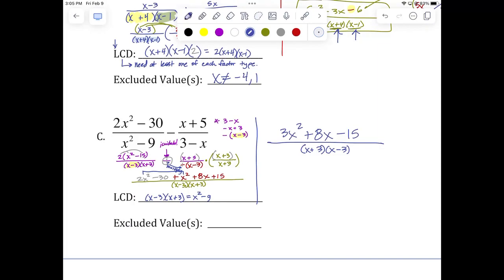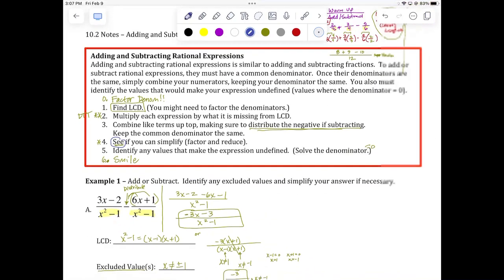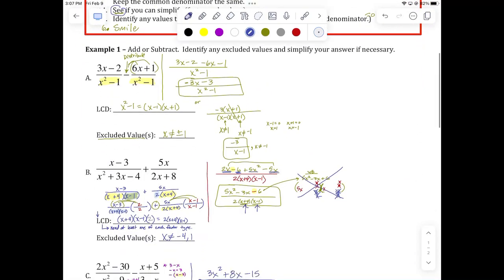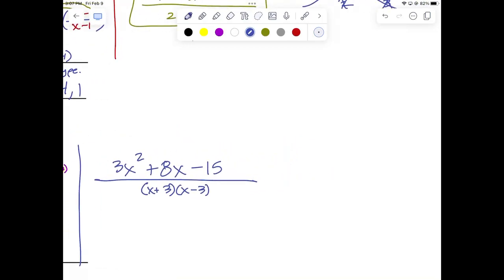Are we done? No, we do this last little step right here. See if you can factor and simplify the numerator. Just see if it happens. It's actually possible because notice our constant is 15 and 3 are the roots of the bottom, plus or minus 3. 3 is a factor of 15. So can I factor the numerator?